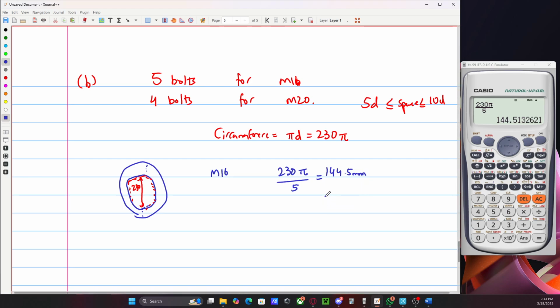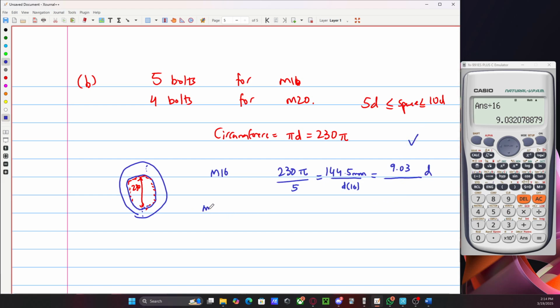of space for each bolt. Now, what do we do? We divide by its d, which in this case is 16, right? To see how far apart it is, what's the multiple of d right now. So we just divide by 16, and we get 9.03d. So this is within the range. So this is still okay.